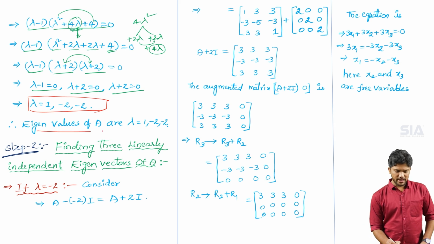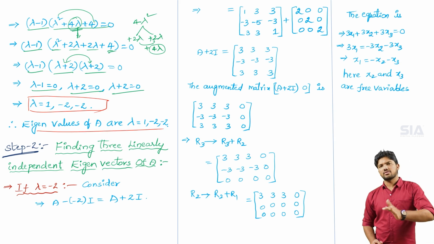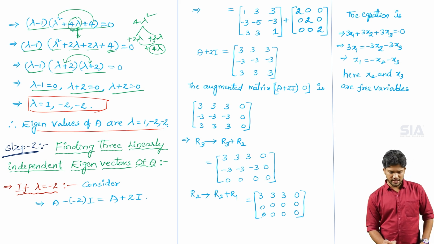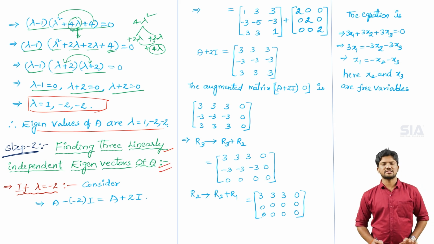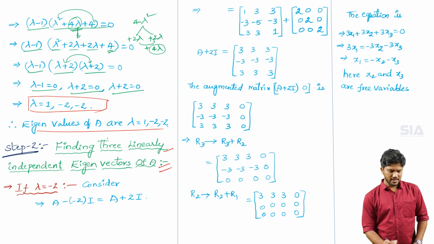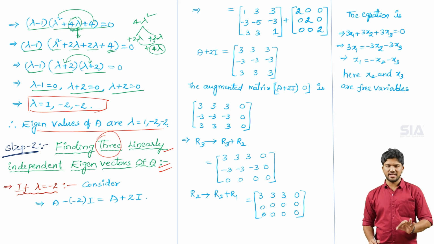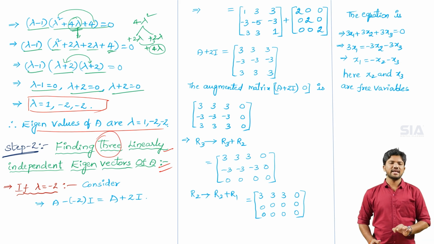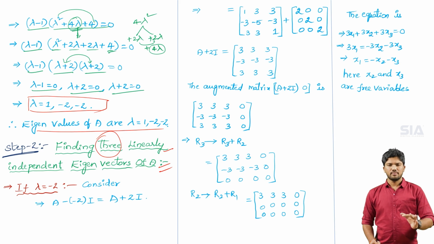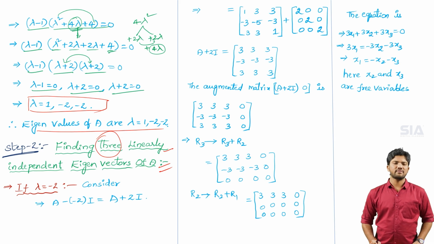After getting those eigenvalues, we can go to step 2. Step 2 is finding the 3 linearly independent eigenvectors of capital A. Why? Because, as we discussed in the theorem, for n linearly independent eigenvectors, the same applies here, so we say 3 linearly independent eigenvectors.